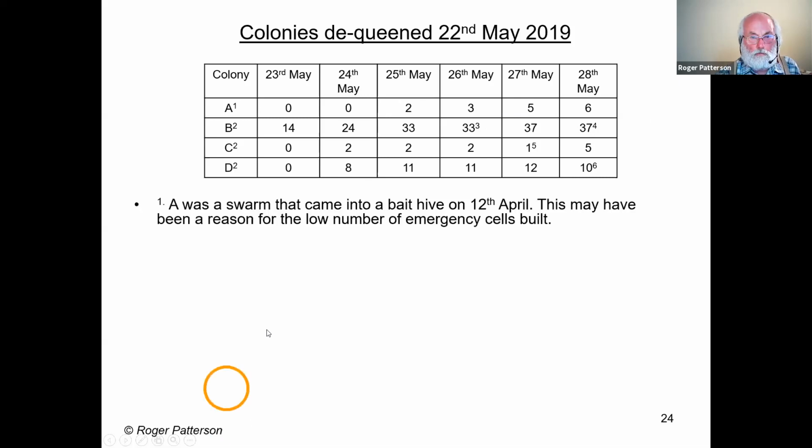Anyway, let me explain just a little bit more. Colony A was actually a swarm that came into a bait hive on the 12th of April, which is quite early, about 6 weeks earlier than that. This may have been a reason for the low number of emergency cells built. Before I forget, I better mention that I think it was November 2019, BBKA News. There was an article, so you can look back through the back numbers and check for yourself, and you'll see what I did as well.